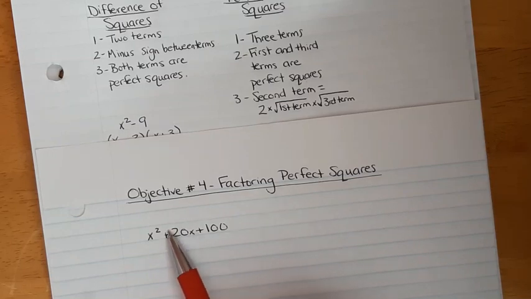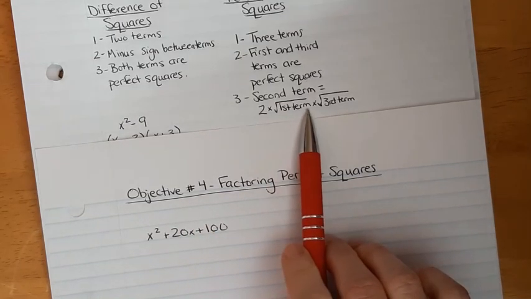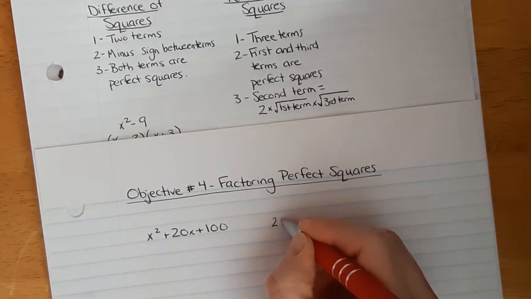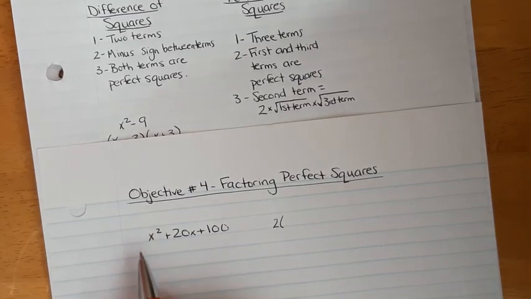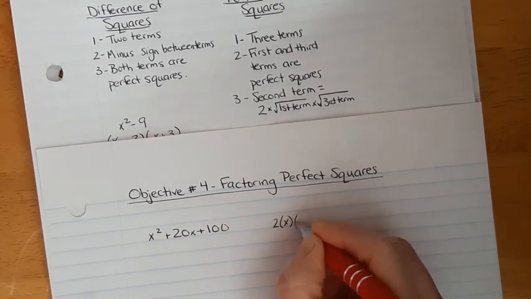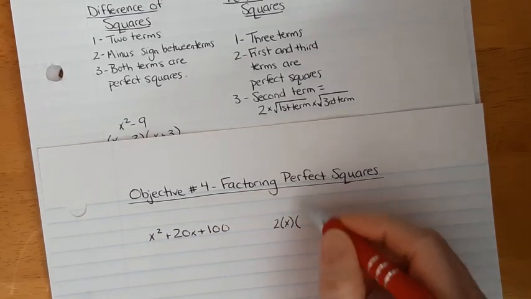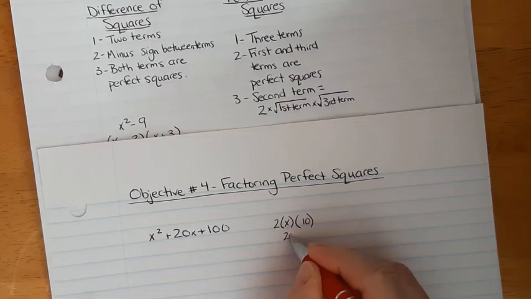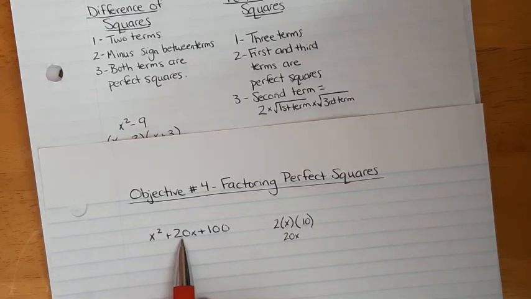So is that middle term 2 times the square root of the first times the square root of the third? Okay, well, 2. What's the square root of the first? Square root of the first is x, so we're going to multiply 2 by x. What's the square root of the third? That's 10. So is that middle term 2 times x times 10? That gives me 20x. Is 20x the middle term? Yes, it is. So we have a perfect square.